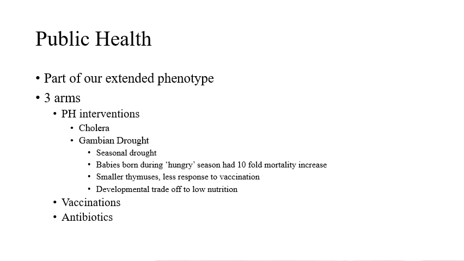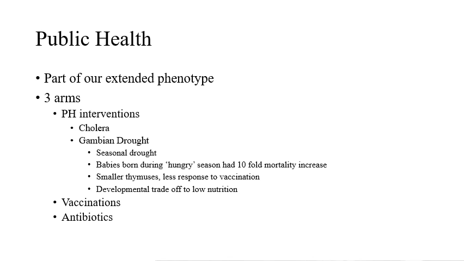There's another one that's really interesting, the Gambian drought. In Gambia, they had a hunger season and a dry season, right? Because they were subsistence farmers, food availability depended on the wet season or the dry season. People born in the hunger season showed a tenfold increase in disease burden, just because they were born and developing during that period of time.